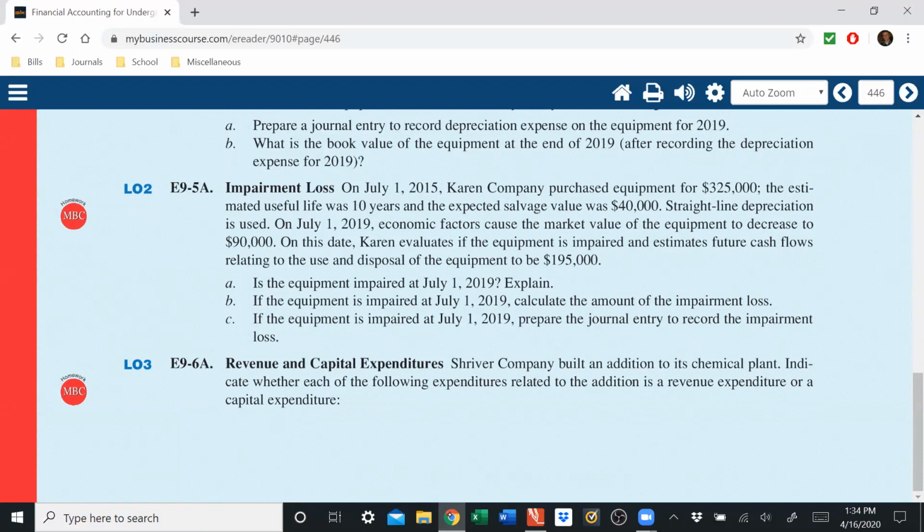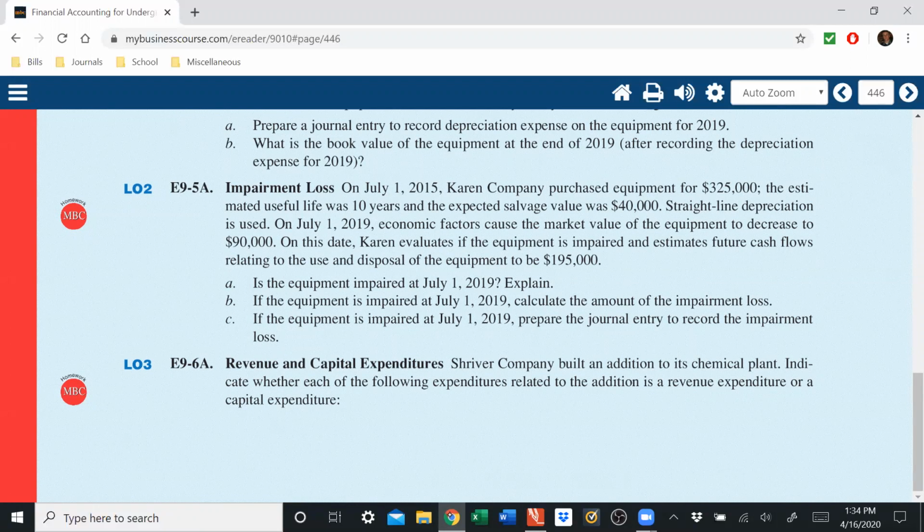Shriver Company built an addition to its chemical plant. Indicate whether each of the following expenditures related to this addition is a revenue expenditure or capital expenditure. A revenue expenditure, again, should be recorded as an expense. It's a cost we incur just to maintain the asset at its normal working condition. Just maintain it. A capital expenditure should be recorded as an asset.